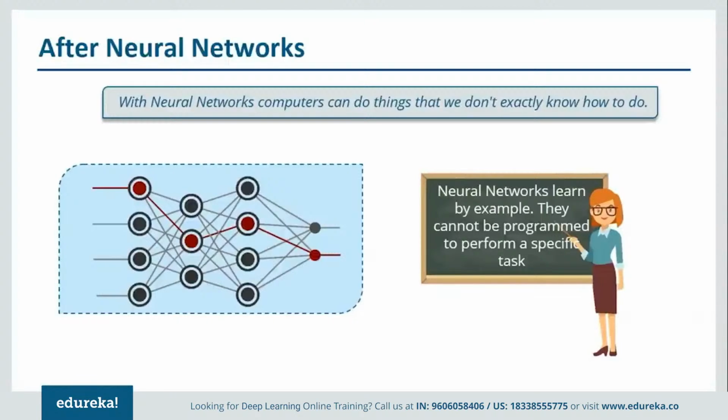So even if you don't know how to solve a problem, you can train your network in such a way that with experience, it can actually learn how to solve the problem. So that was a major reason why neural networks came into existence.